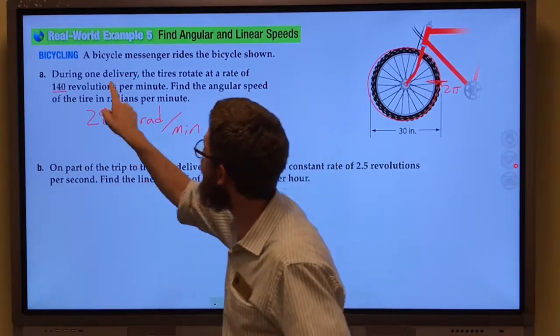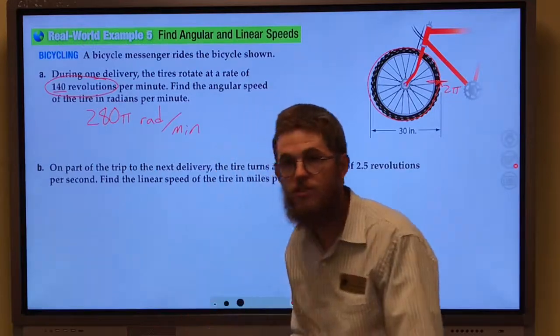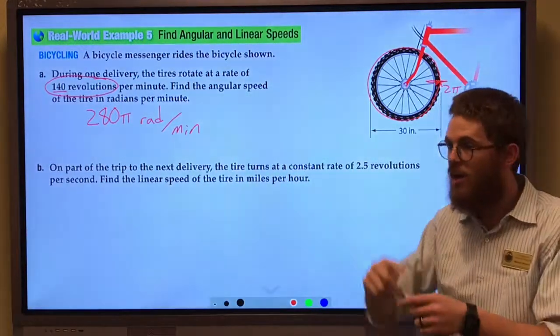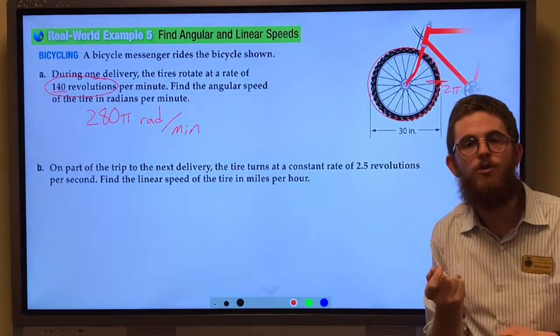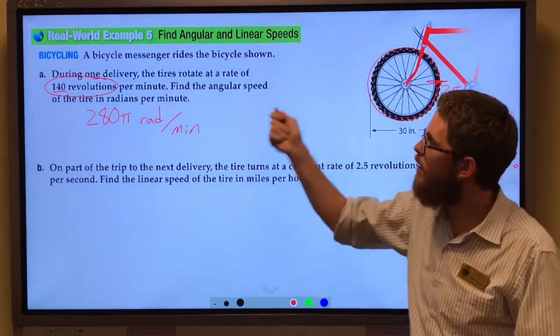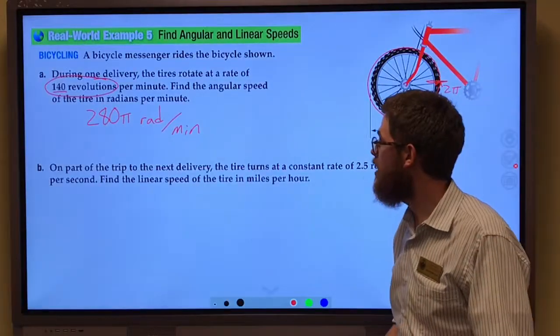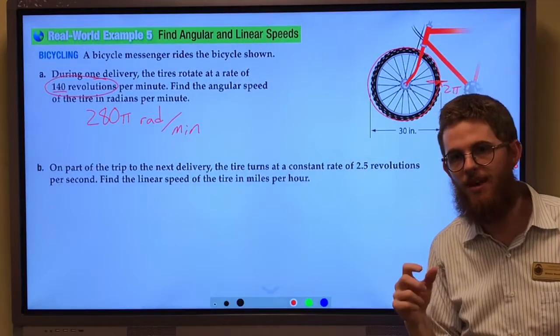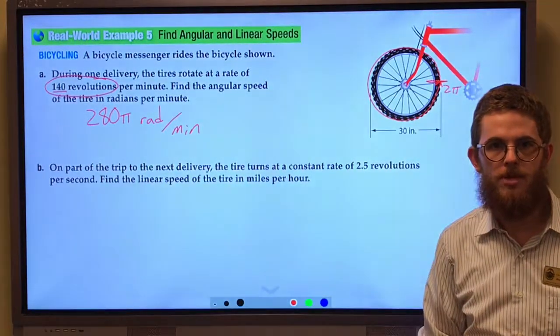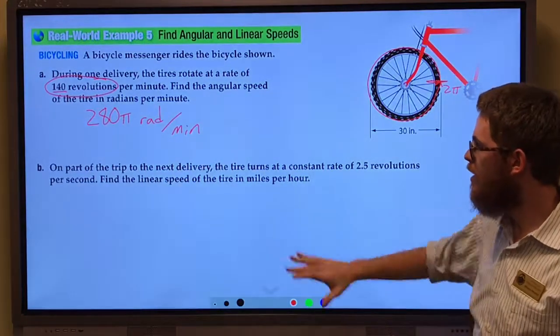per minute. If we change this 140 revolutions to be in radians, again, every revolution is a full 2 pi. Well, 2 pi times 140 gives us 280 pi radians. And so now we are in radians per minute. That is our angular speed. A little weird. Take a look at B.